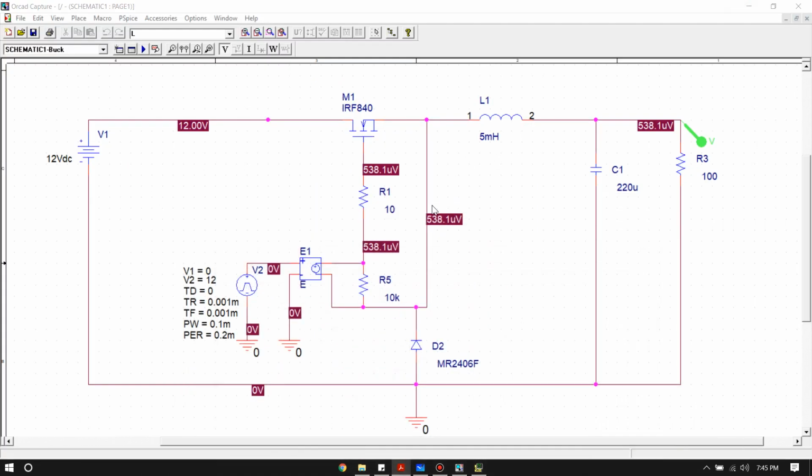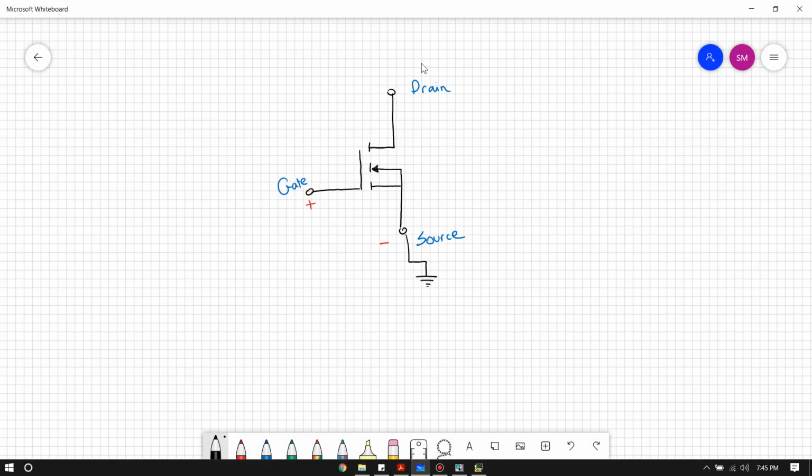As you know, the MOSFET has three terminals: a drain, a source, and a gate. Basically, when we bias the MOSFET, we bias it across the gate and the source, and the source is generally connected to the ground. So we have a bias voltage of plus and minus. The bias voltage across the gate and the source determines how the MOSFET operates.